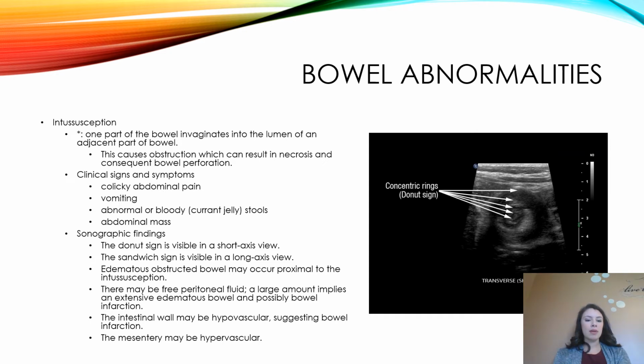There may be an edematous obstructed bowel proximal to the intussusception. There may be free peritoneal fluid, and if that's a large amount, it implies an extensive edematous bowel and possibly bowel infarction. The intestinal wall may be hypovascular, suggesting bowel infarction, and the mesentery may be hypervascular.